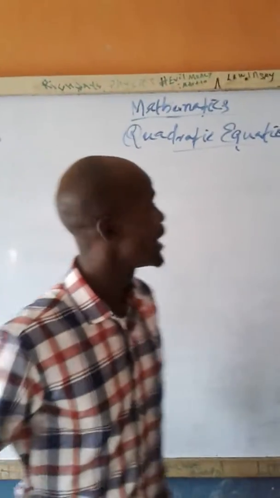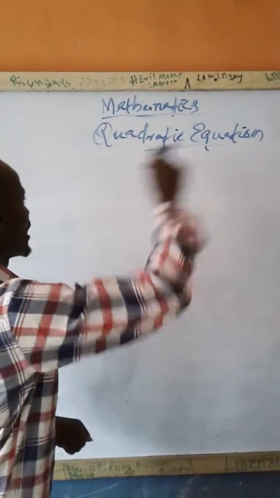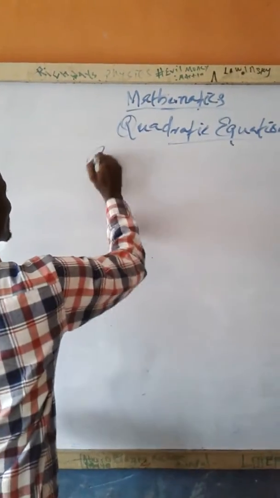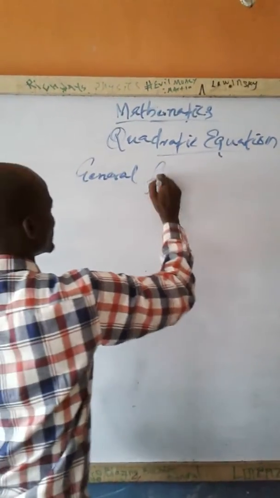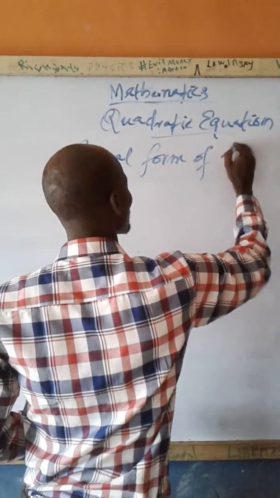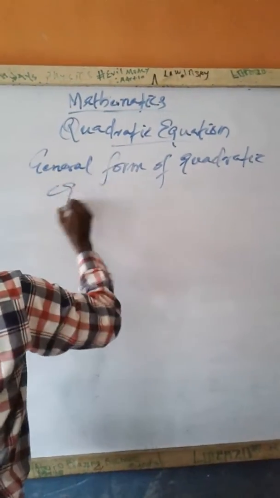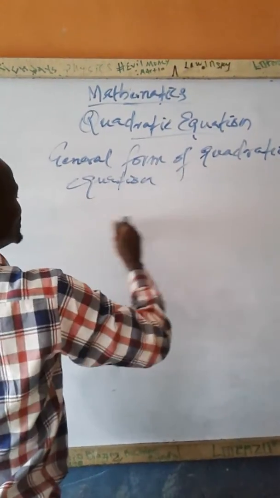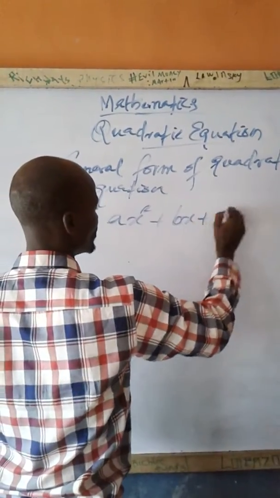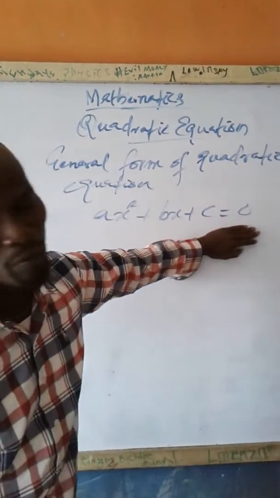As we all know, there are 5 ways of solving quadratic equation. But before we go into the ways of solving quadratic equation, let's have the general form. The general form of quadratic equation is ax squared plus bx plus c equal to 0.